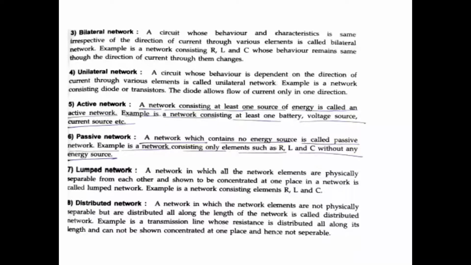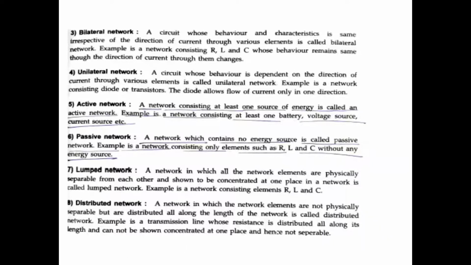Next, the definition of lumped network. The network in which all the network elements are physically separable from each other and shown concentrated at one place. It means all the network elements are physically separable from each other and shown concentrated at one place, that is RLC. Consisting of RLC is called lumped.